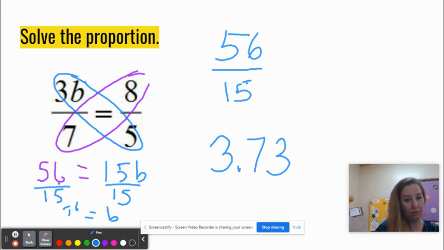Because it's 0.7333333, so you keep the floor.